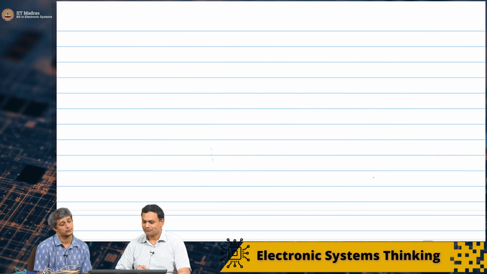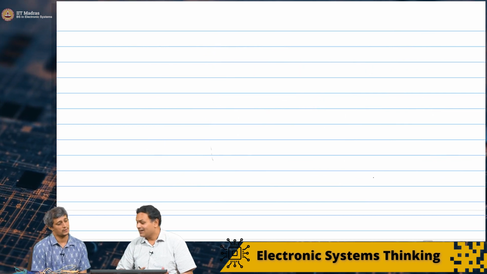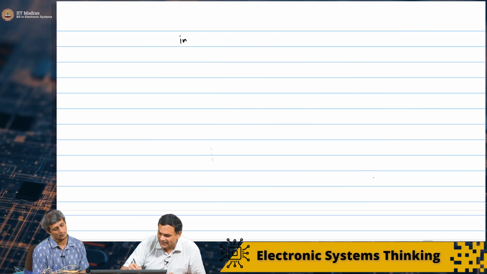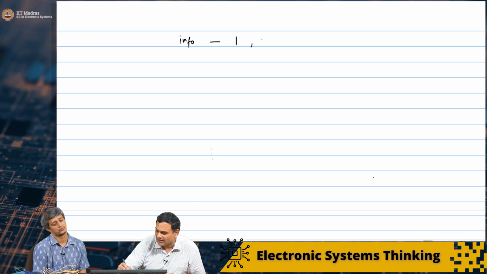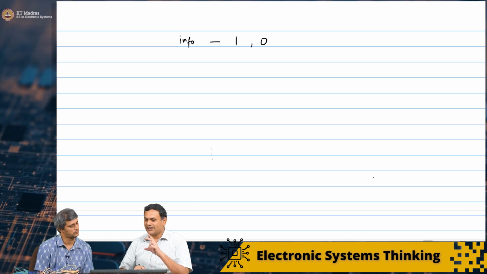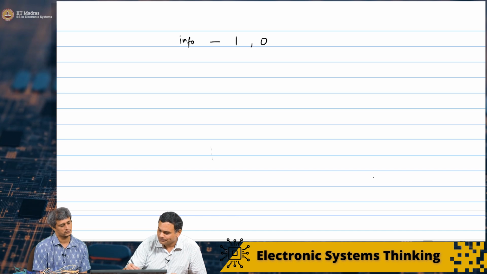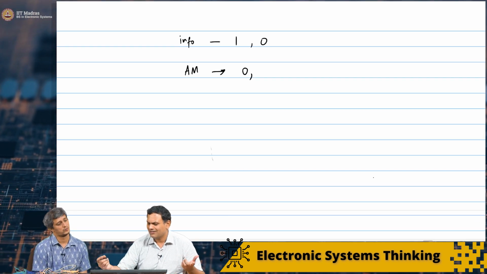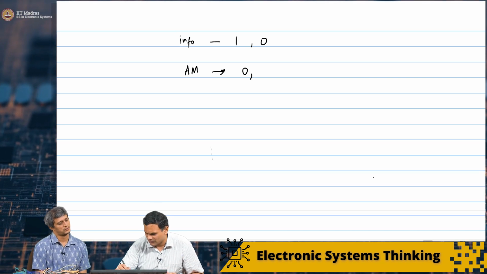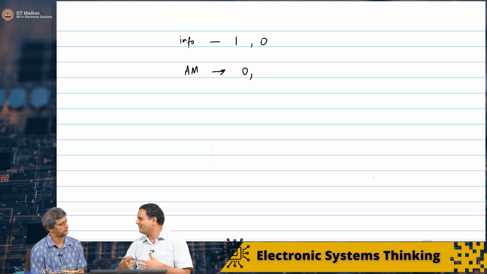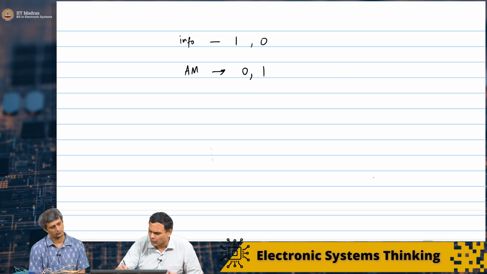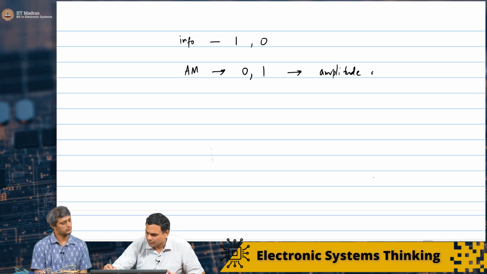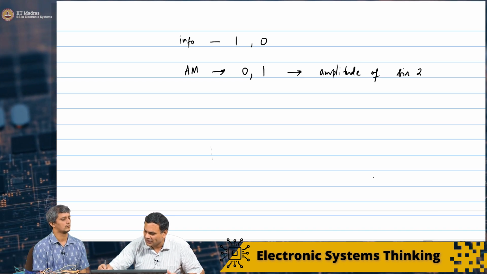Now I want to send information, again in the form of ones and zeros. So my basic information is in the form of 1 and 0. In the case of AM radio, we said 0 or some A. In fact, this was directly the value: 0 or 1 directly represented the amplitude of sine 2 pi fct.